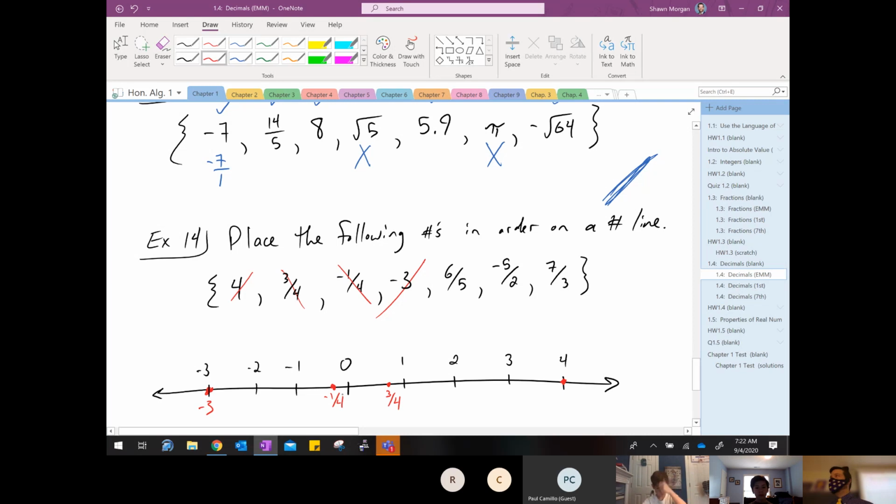Okay. 6/5. 6/5, Quentin. Where would I put it? Just to the right of 1. Very good. Okay.